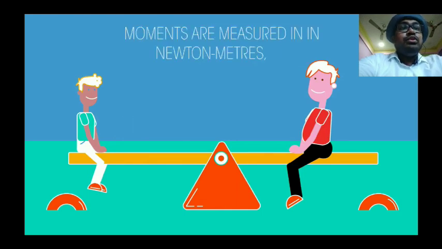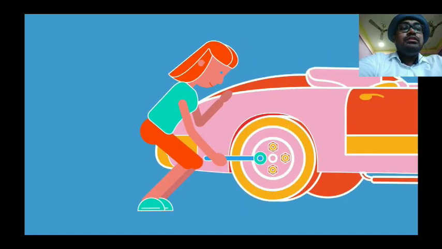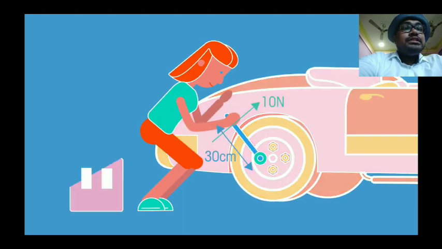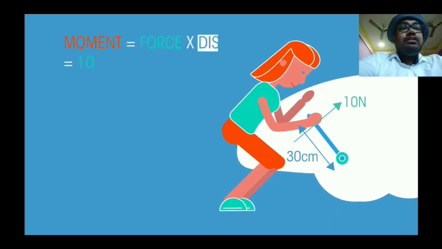Did you notice the moments are measured in newton meters? Newton meter, because force is measured in newtons and distance in meters. Note that the distance must be the perpendicular distance from the pivot to the force. Here's another example. Can you work out what moment the woman is applying to tighten the wheel nut? Pause the video and work it out. Did you get 3 newton meters?